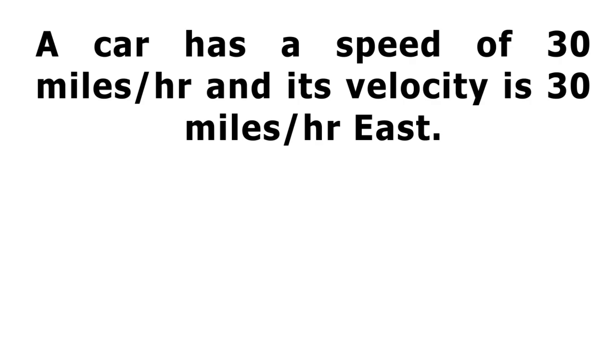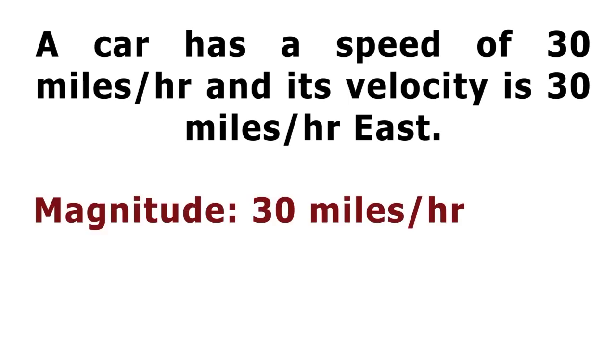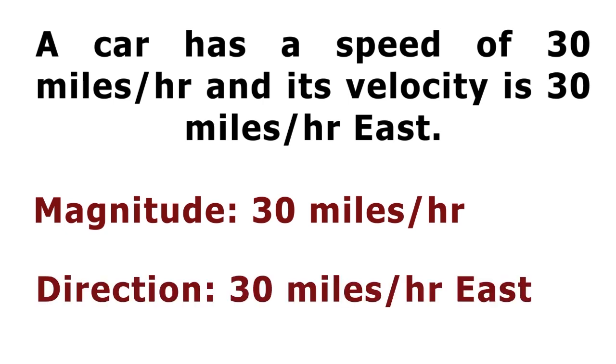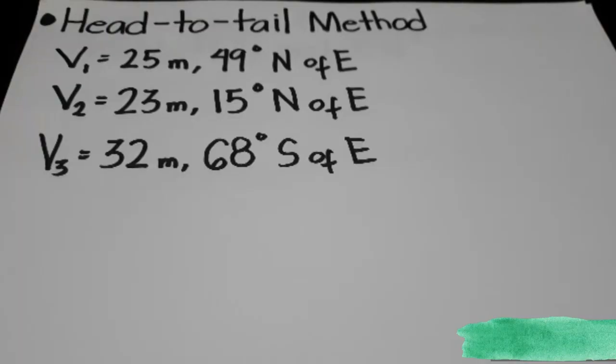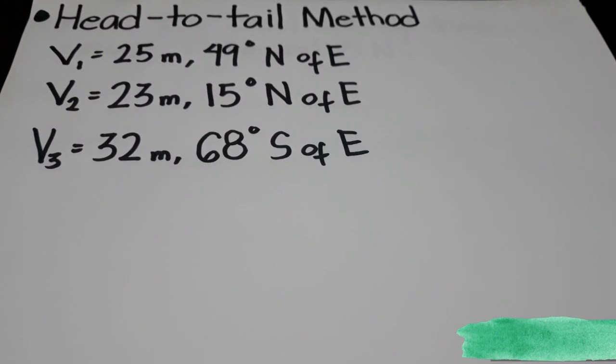So, for example, speed is a scalar quantity, but velocity is a vector that specifies both magnitude and direction. Let's say that a car has a speed of 30 miles per hour. Its velocity is 30 miles per hour east. And then the 30 mph, or the 30 miles per hour, is the magnitude, while the east is the direction. Now I'm gonna show you the head-to-tail method.